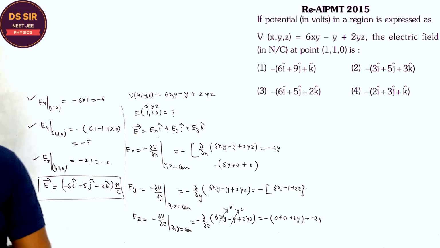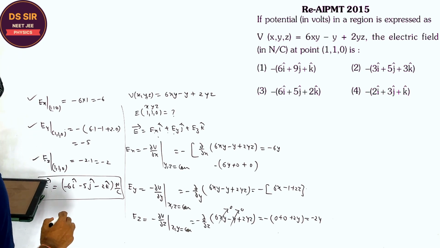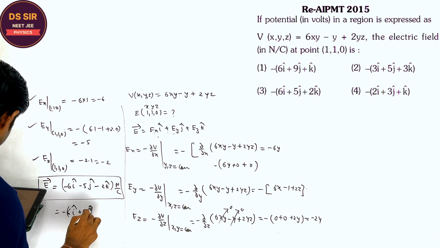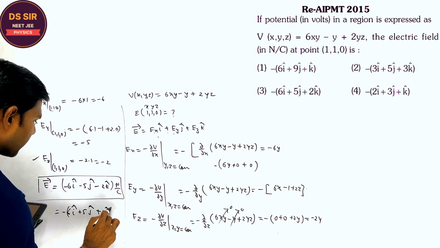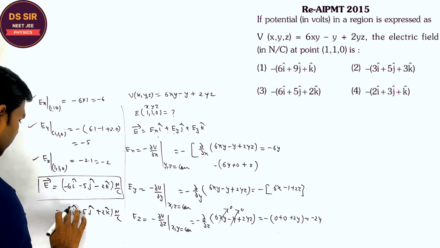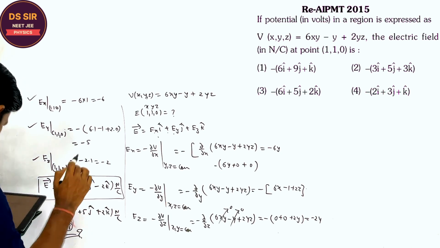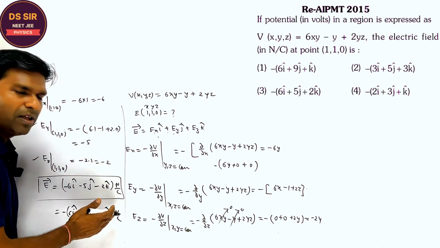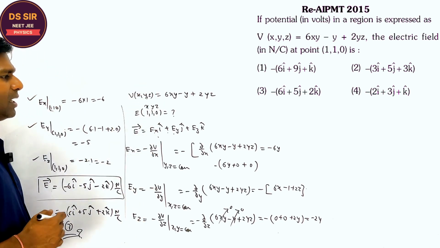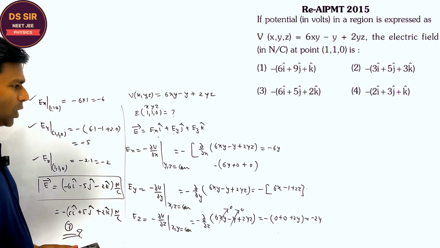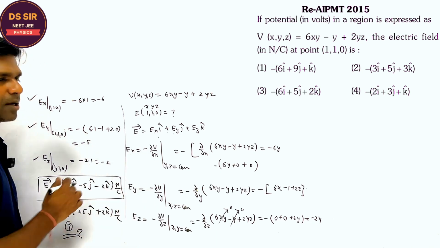So which option is the correct option? Can you check? If you take the minus common, it is 6i plus 5j plus 2k cap, Newton per coulomb. So which option is matching? The third option is the correct option. Okay, so in this way you can find the electric field using the partial derivative of the potential with respect to the x, y, z components.